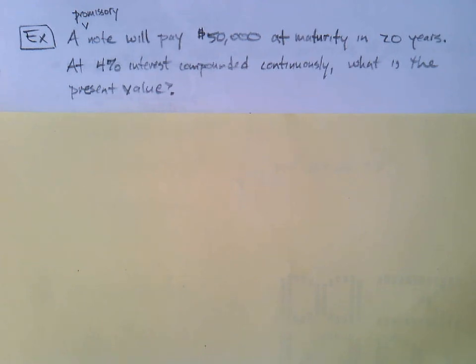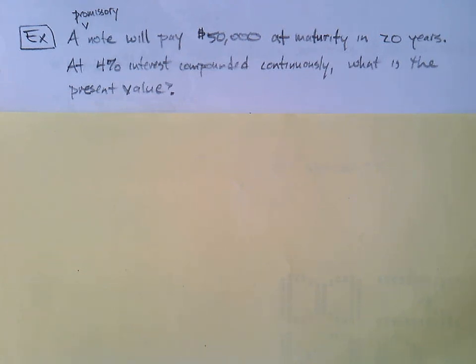Okay, let's read it. A promissory note will pay $50,000 at maturity in 20 years. At 4% interest compounded continuously, what is the present value? Okay, so here's what's going on. A promissory note, a lot of times, again, you see this from the government.